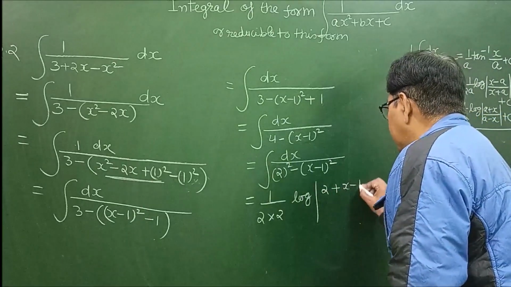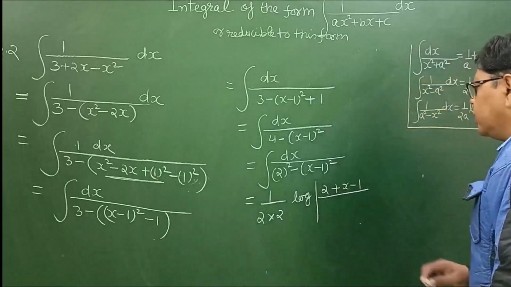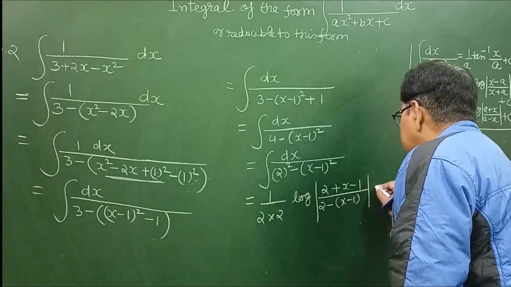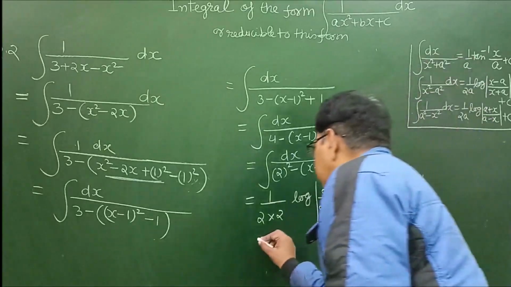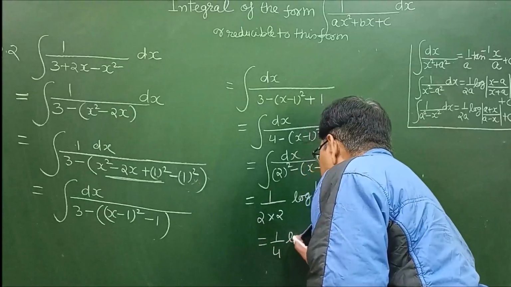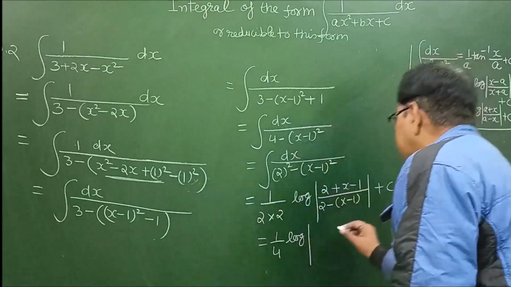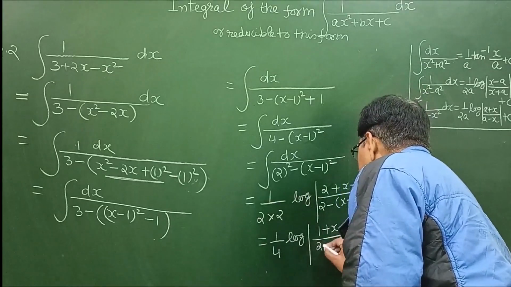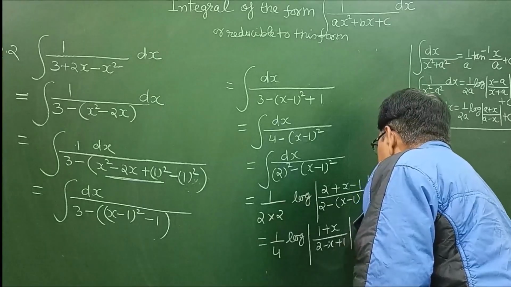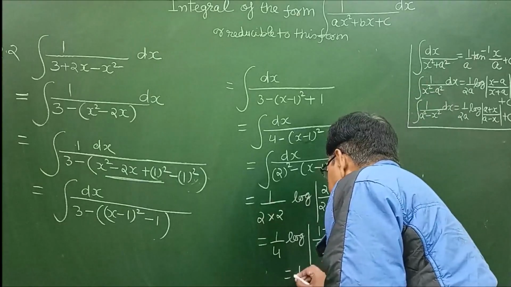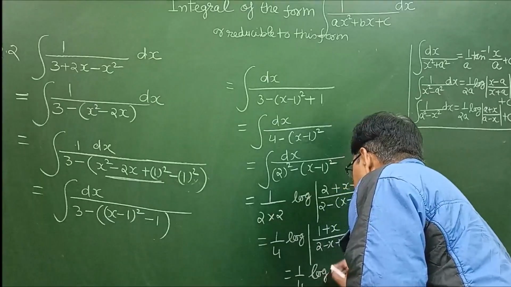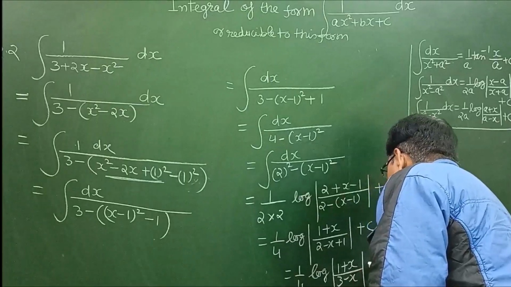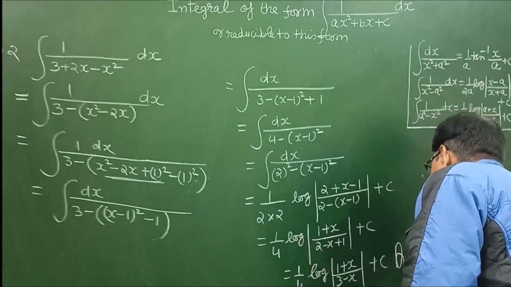(x minus 1) upon (a minus x), 2 minus (x minus 1), plus c, which is equal to 1 upon 4 log mod (2 minus 1 is 1, 1 plus x) upon (2 minus x plus 1) plus c, which is equal to 1 by 4 log mod (1 plus x) upon (3 minus x) plus c. So this is the final answer of the question.